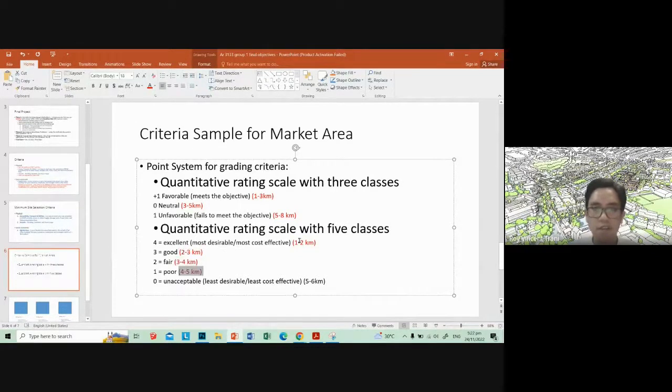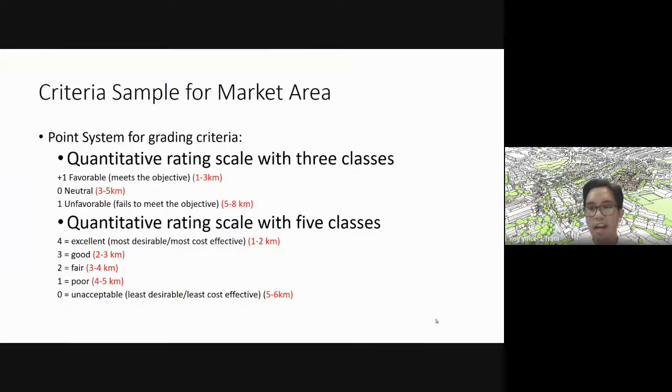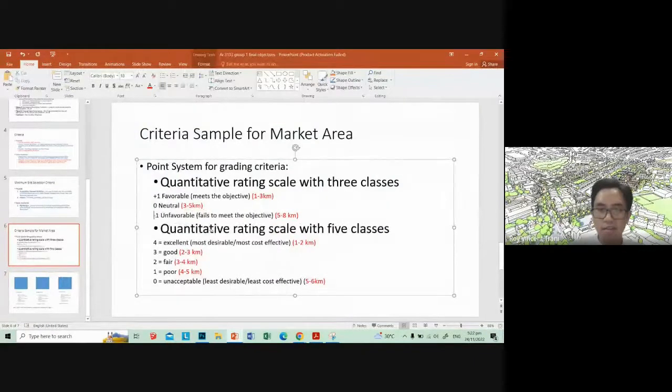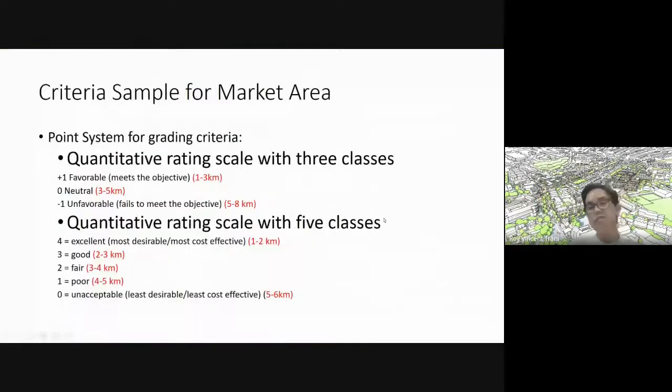If I use a 3-class scale, or basically a 3-point scale, I would score +1 if the site is located within a 1 to 3 kilometer radius of residential areas that would have houses for managers, employees, and other users. 0 points for it being beyond 3 kilometers, and -1 point, sorry, there's supposed to be a minus there, if it's further than 5 kilometers. Another way of doing it would be with 5 classes. Excellent would be 1 to 2 kilometers, good would be 2 to 3, and so on.